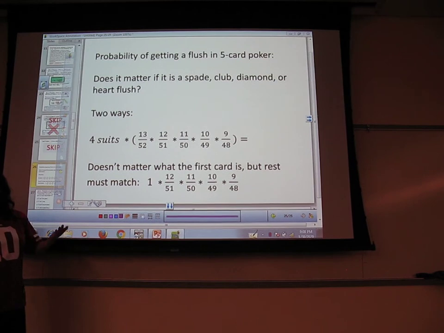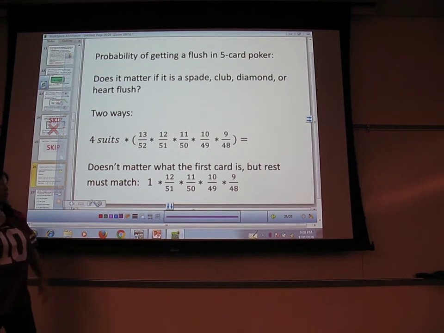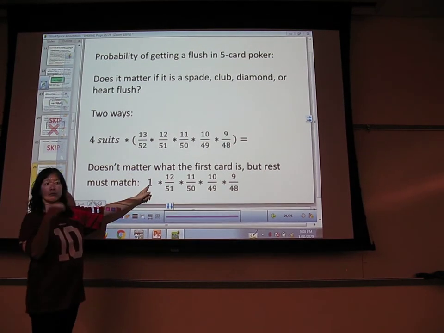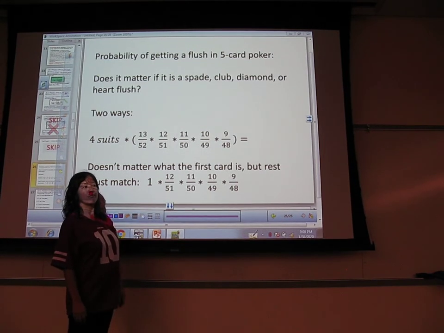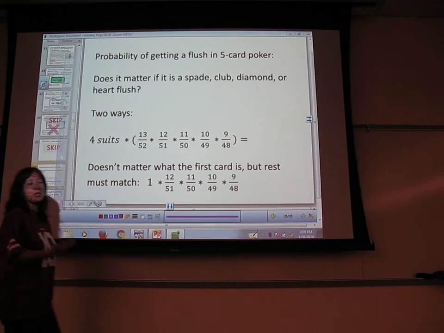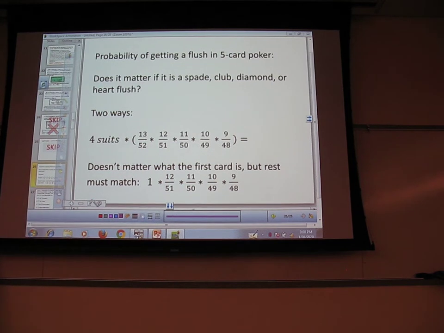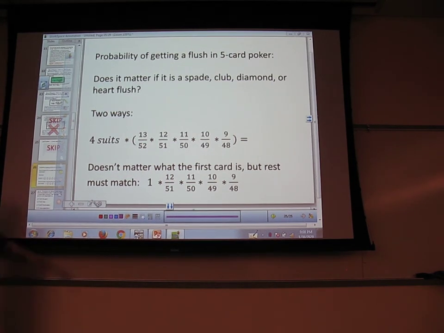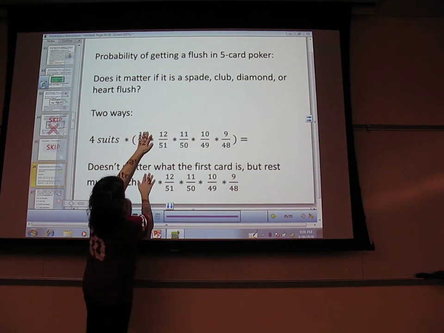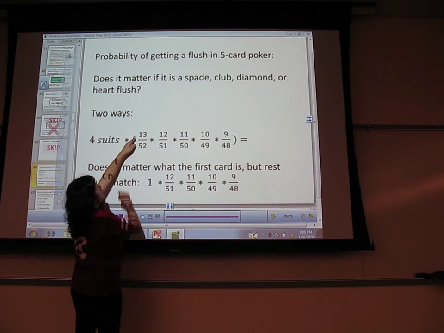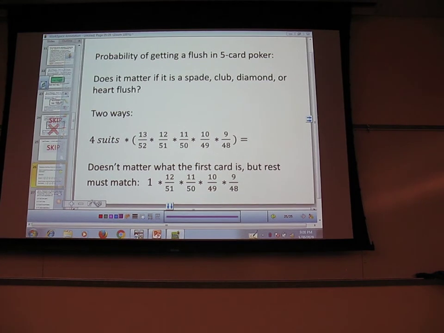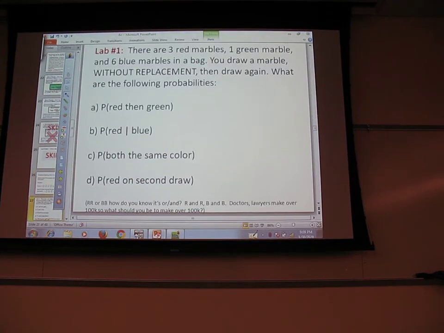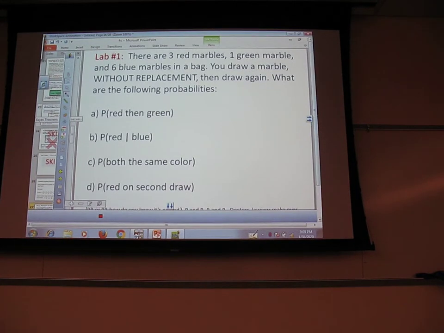The other way you can do it is that it doesn't matter what the first card is, whatever suit that is, the rest of them have to match it. So you can just do it this way also. They both end up being the same answer either way, because 4 times 13 is 52 over 52, that's just 1. All right, again, not important, but interesting, for me at least. Okay, so now do lab problem number 2.